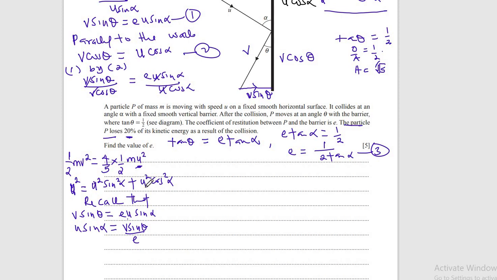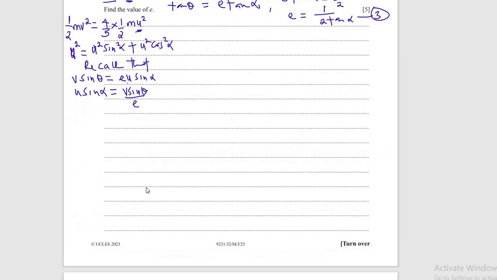So from here, u sine alpha will be equal to v sine theta over e. And sine theta is 1 over root 5, which is root 5 over 5. Equation 4. This is my u sine alpha.